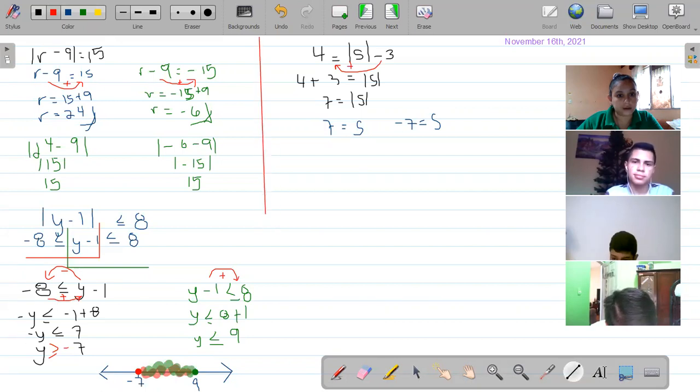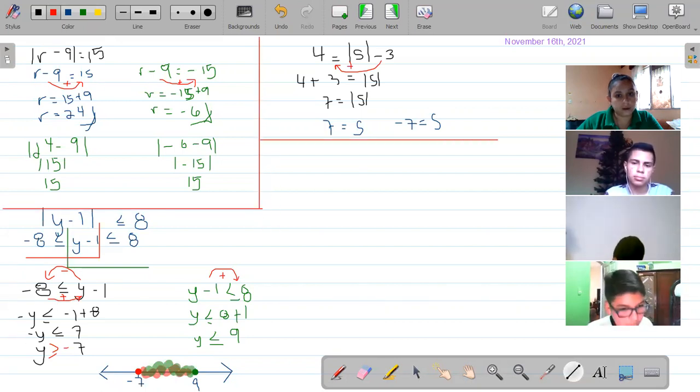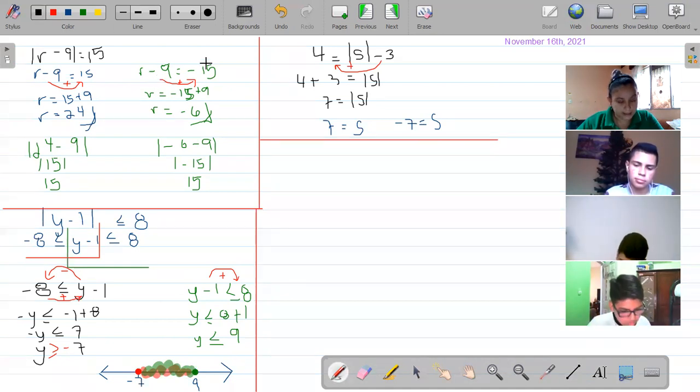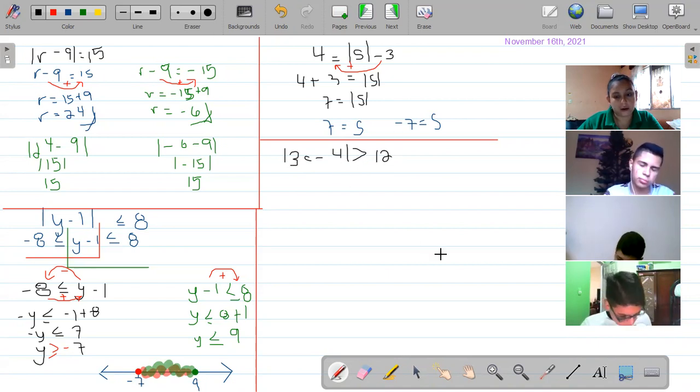I'm gonna separate the exercises for you. That's 1, 2, and 3. I'm gonna do over here another inequality. Okay, now I'm gonna do absolute value of 3c minus 4 is greater than 12. This is greater. Okay, let's go with the rules.